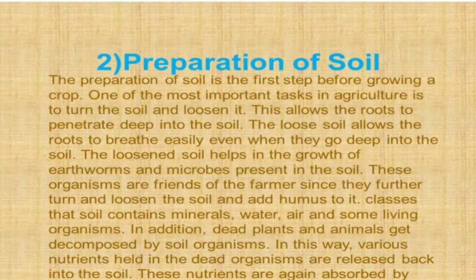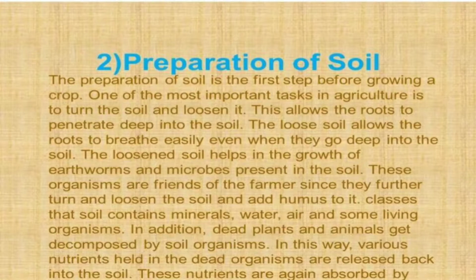The loosened soil helps in the growth of earthworms and microbes present in the soil. We know that farmers' friends are the earthworms and other microbes, which are helpful for making the soil more fertile. These organisms are friends of the farmer since they further turn and loosen the soil and add humus to it. So earthworms and microbes add humus, which is a manure-type substance. I will let you know what manure is in this chapter.